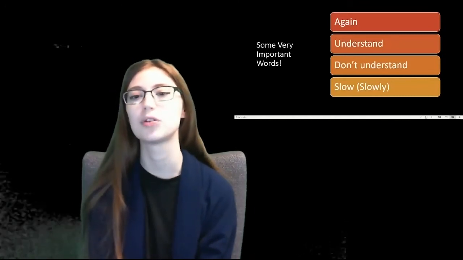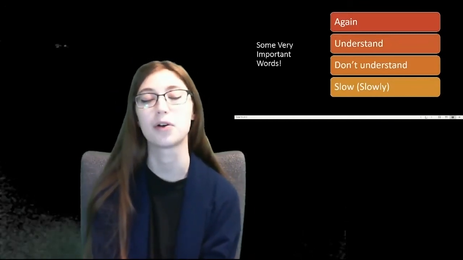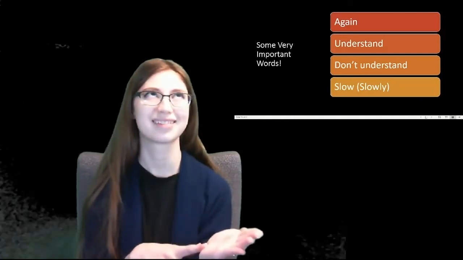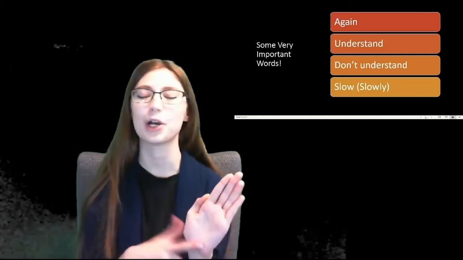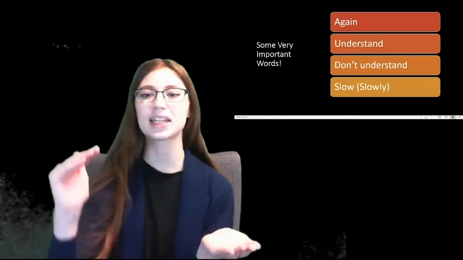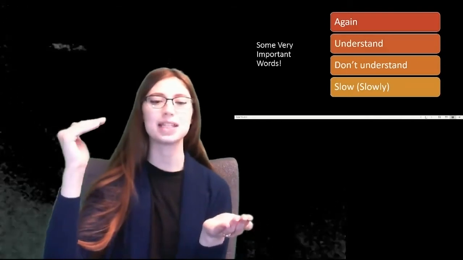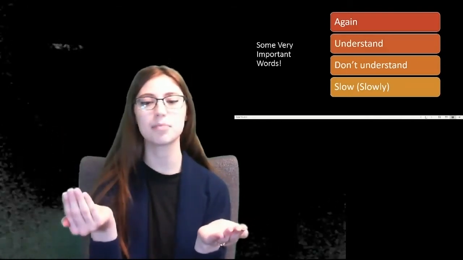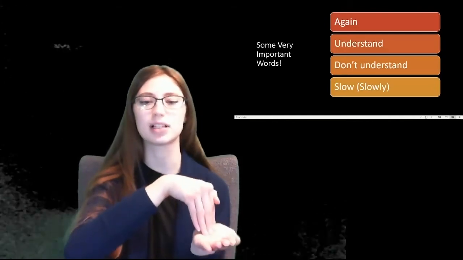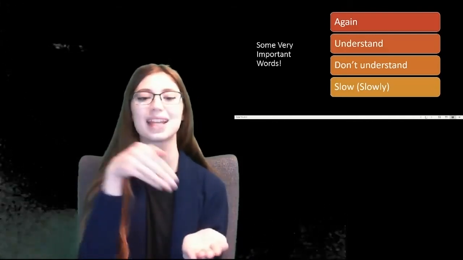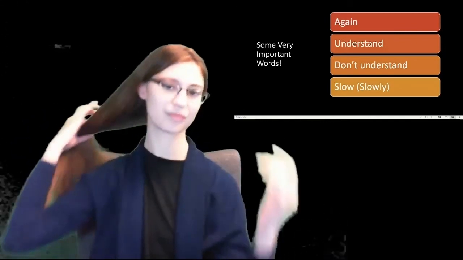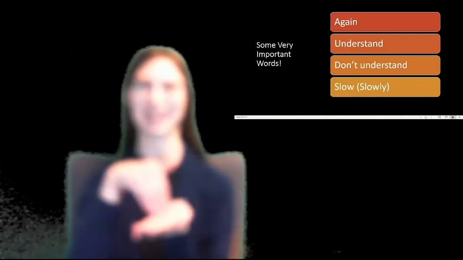And here's a couple very important words just to go over. Again, you're going to have an open B handshape for your non-dominant hand, palm up. And then your dominant hand is going to be in a bent B handshape. It's going to start palm up and then flip over so your fingertips land in the middle of your non-dominant hand. Again.